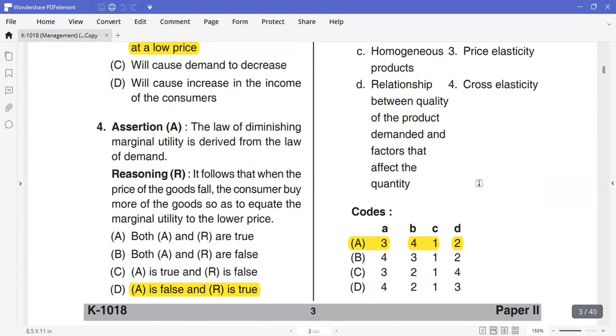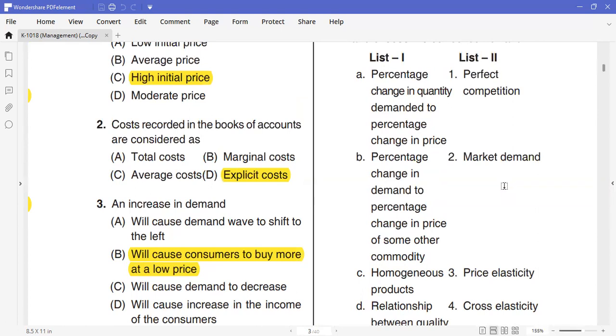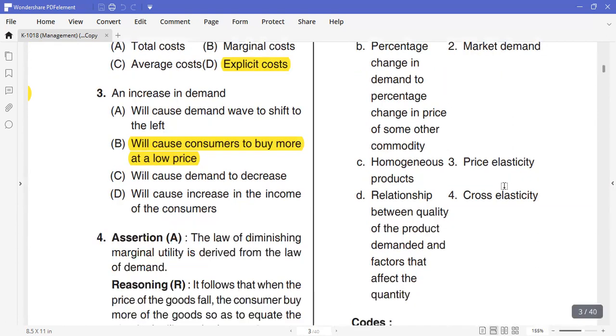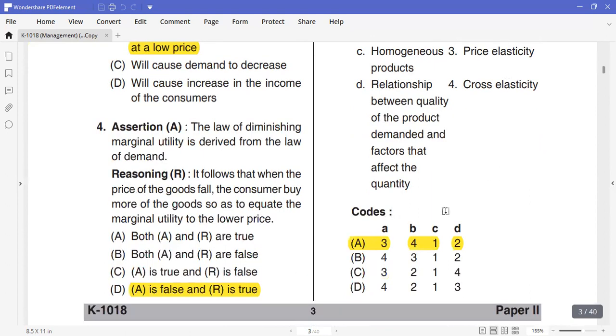Now let us go to D, the relationship between quantity of the product demanded and the factors that affect the quantity. So what is this called? It is called market demand. So market demand is nothing but the relationship between the quantity of the product demanded and the factors that affect the quantity demanded. Such a relationship is actually called the market demand. So therefore the correct option is A.